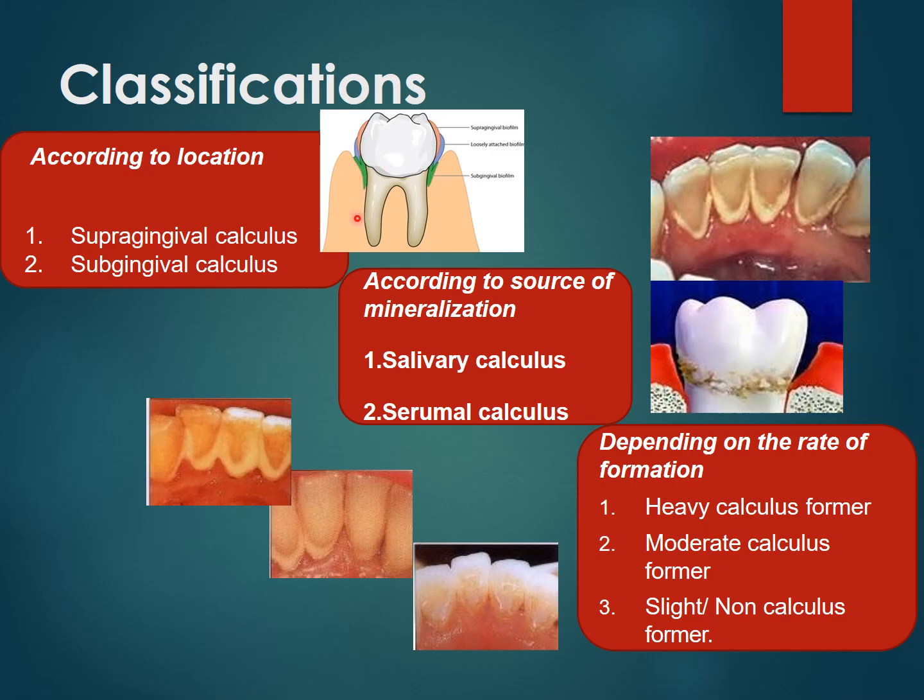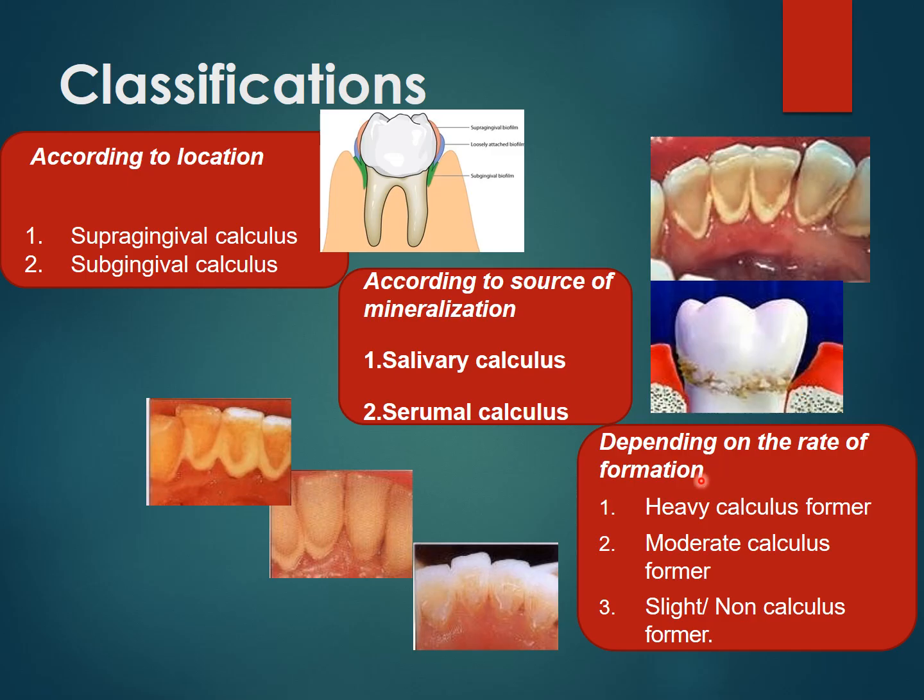And according to the source of mineralization, it has been classified into salivary calculus and serumal calculus. There are two sources for the mineralization of plaque: saliva, and the serum or gingival crevicular fluid. Salivary calculus is usually the supragingival one, and serumal calculus usually forms the subgingival calculus.